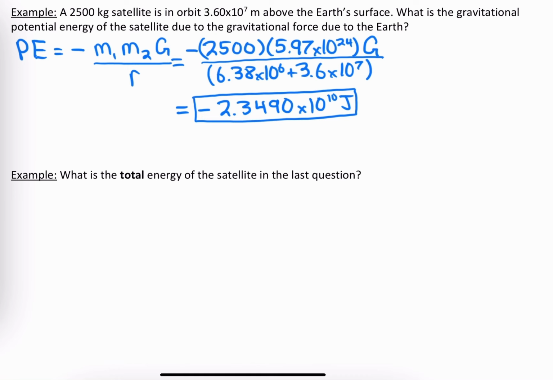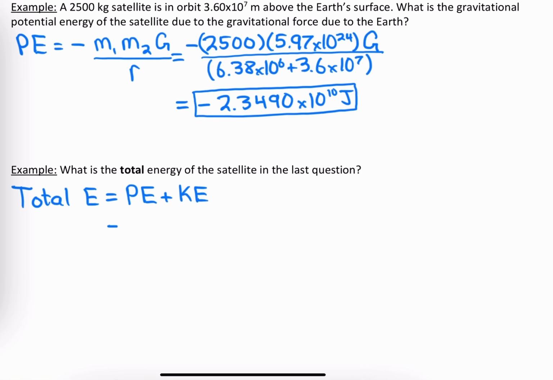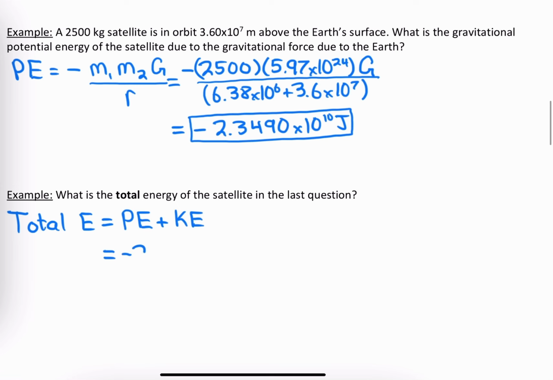All right, so let's look at the next example that kind of builds on this first one. What is the total energy of the satellite in the previous question? Well, remember there's different types of energy. There's kinetic and potential. So I think what we're looking for is both of those added together. So total energy is going to be potential energy plus kinetic energy.